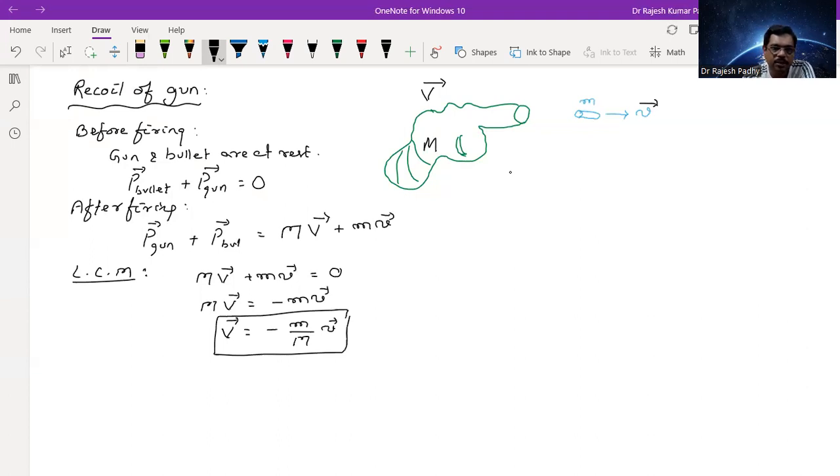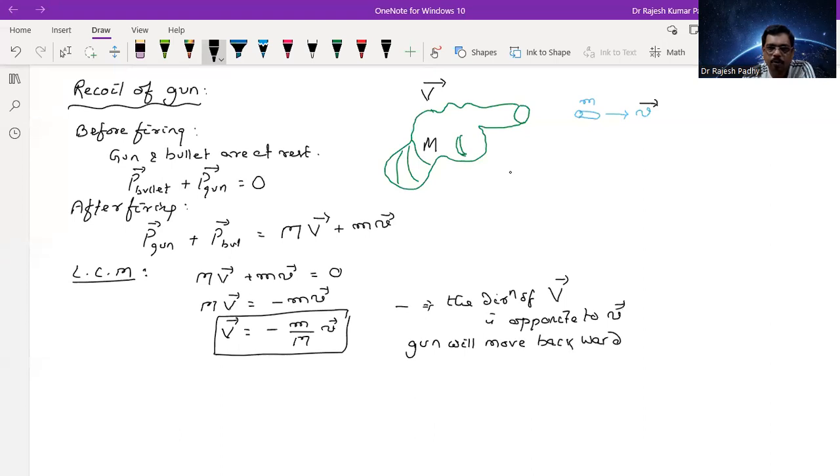Now it is observed that the negative sign indicates the direction of capital V is opposite to small v. That means the gun will move in backward direction. Gun will move backward when the bullet moves forward.